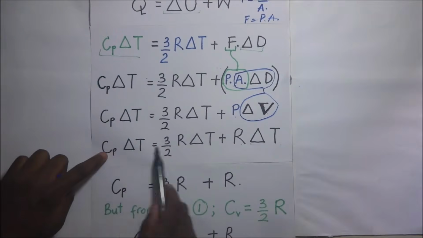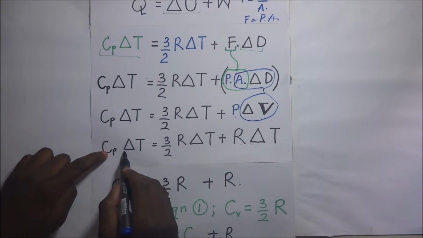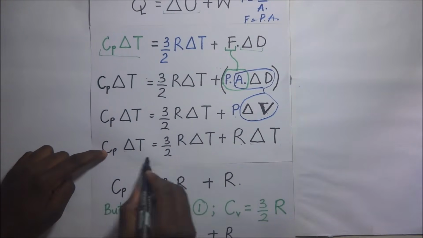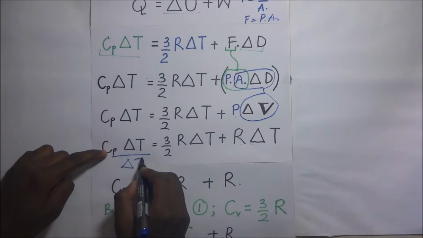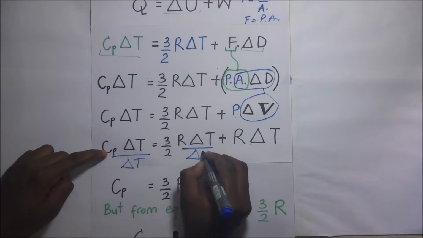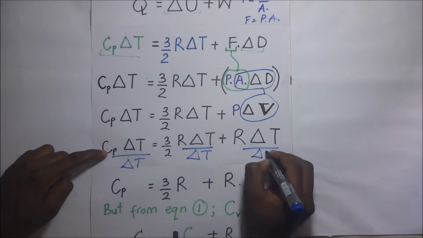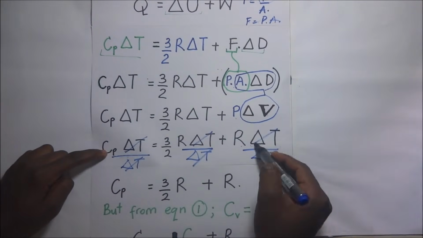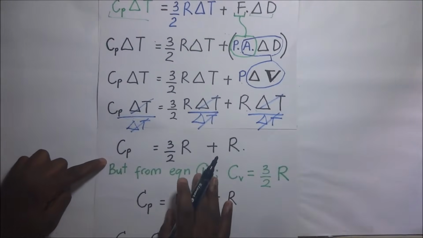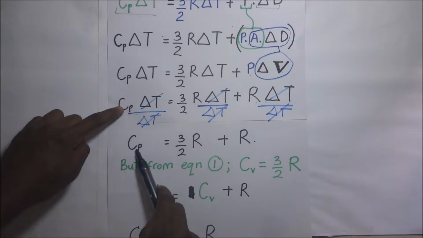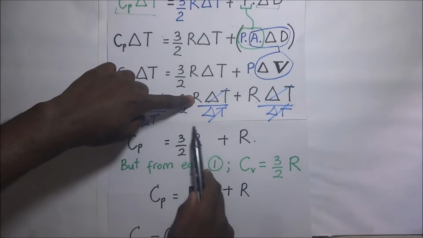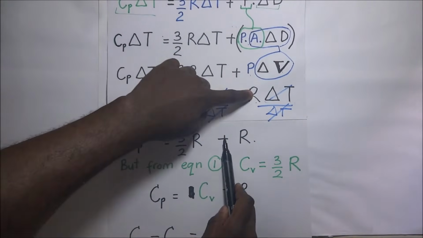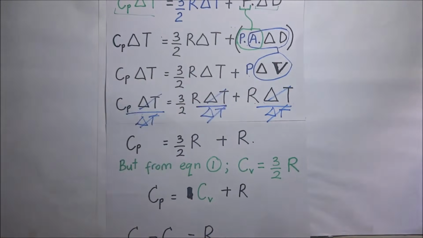So you end up with an expression where we have delta T, delta T, delta T. Of course, when we divide through by delta T all through, the delta T's all cancel out. When the delta T's cancel out, we remain with Cp equal to 3 over 2 R, plus R.